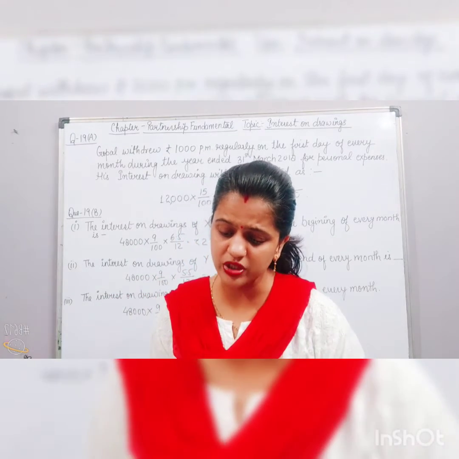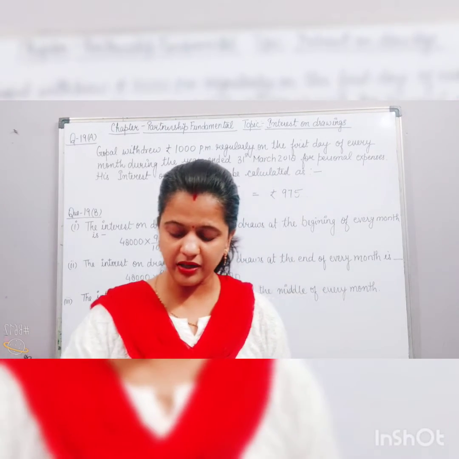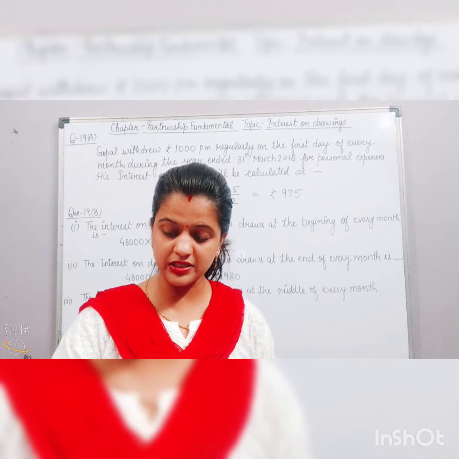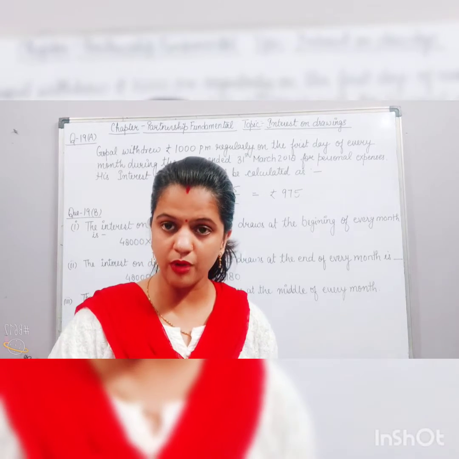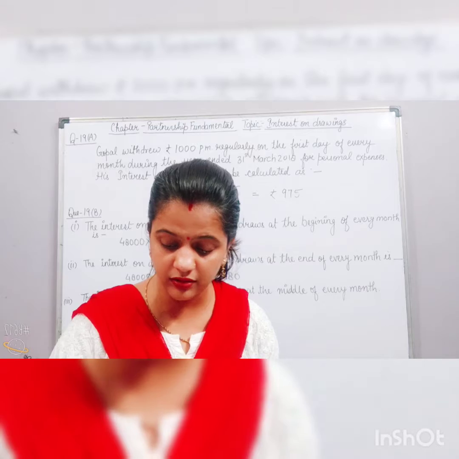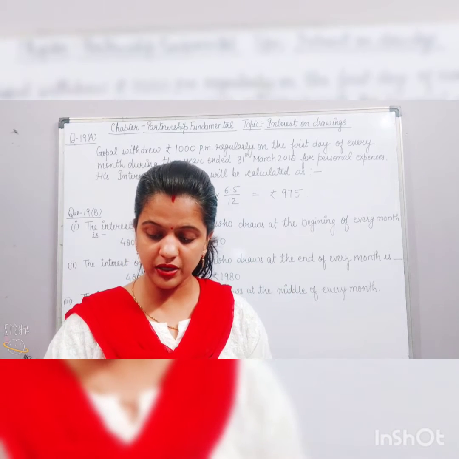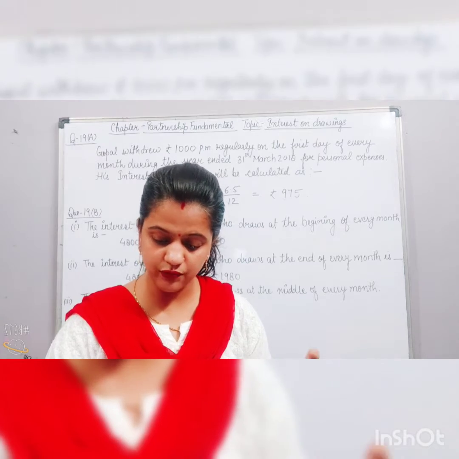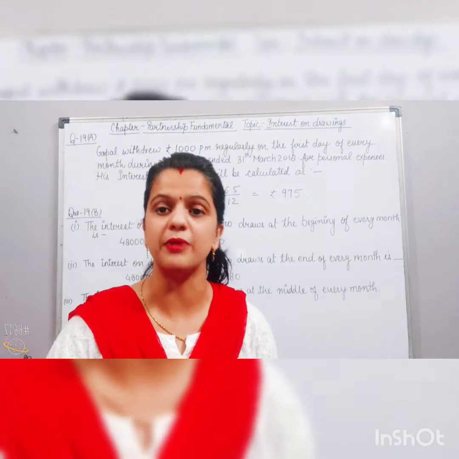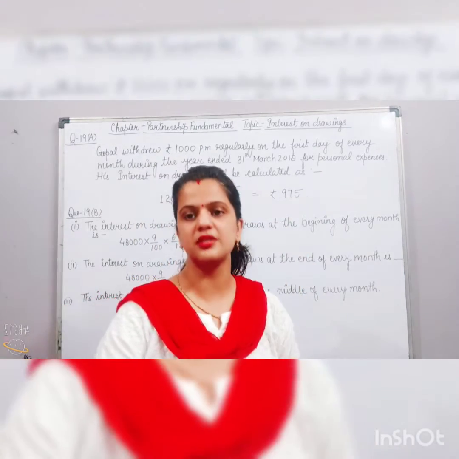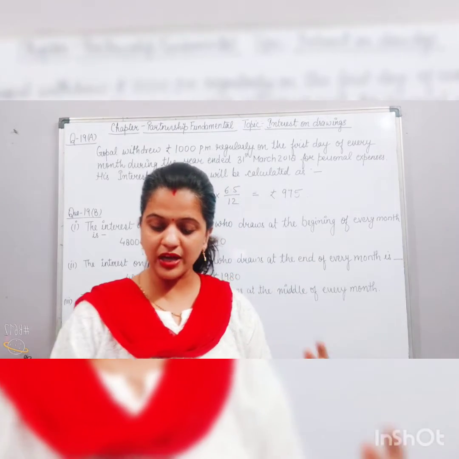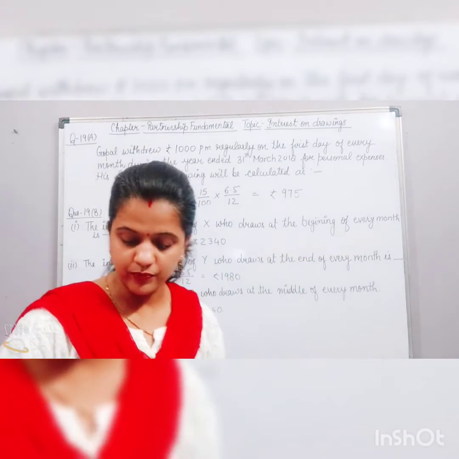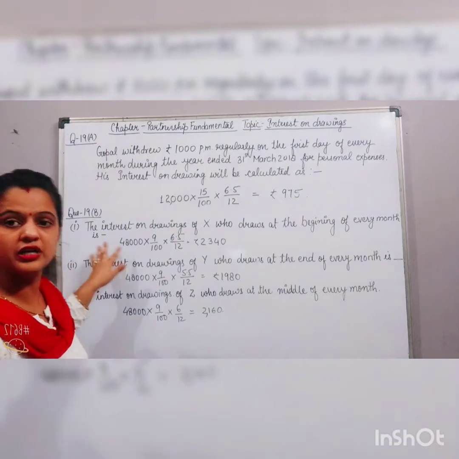In 19b, what is being asked? X, Y, Z are partners in a firm. You are informed that X draws 4,000 from the firm at the beginning of every month, Y draws 4,000 from the firm at the end of every month, and Z draws 4,000 in the middle of every month. All three conditions are given in this question. So how to calculate this? Let's see.